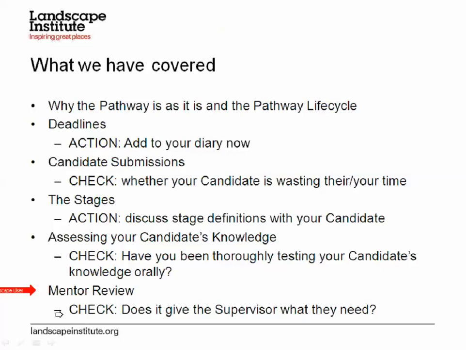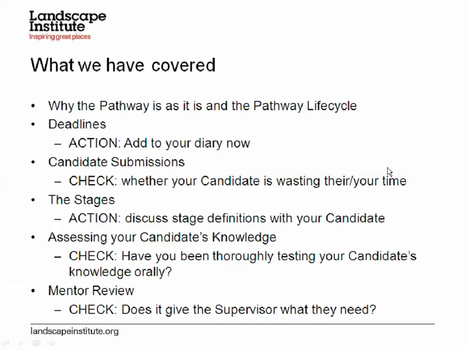Now, all of this information is in the guidebook, along with umpteen other resources on the Pathway website, which includes a document on setting up an oral exam, a mock oral exam. So you might find that useful if you've got a candidate being examined in November or thinking about May next year. But as I say, that is everything I wanted to cover.